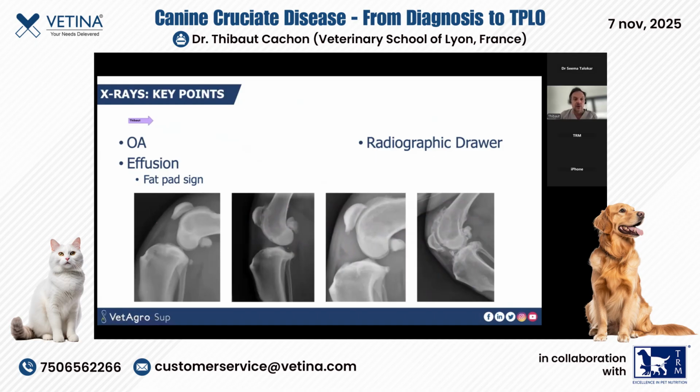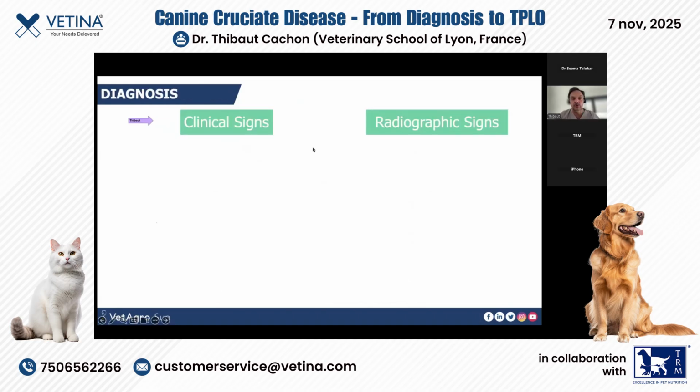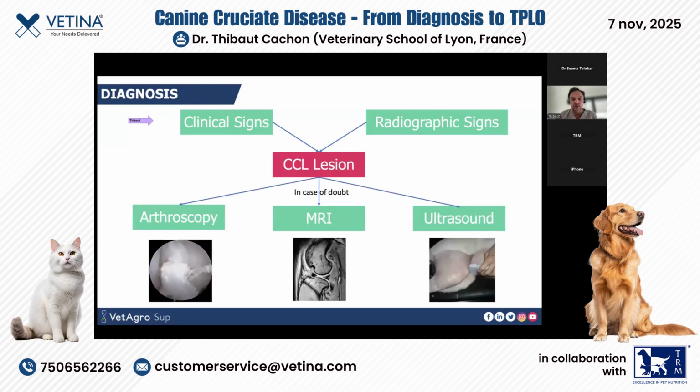So I would say that with a good physical examination and with the radiographic signs, you will get a diagnosis of cruciate lesion in 99% of the cases. If you have any doubts about the cruciate disease, you can move to three kinds of complementary exam. First of all, ultrasound, which is quite easy to perform, but not very easy to interpret. And you need very good ultrasonographists to see the cruciate and to see what's going on in the stifle.